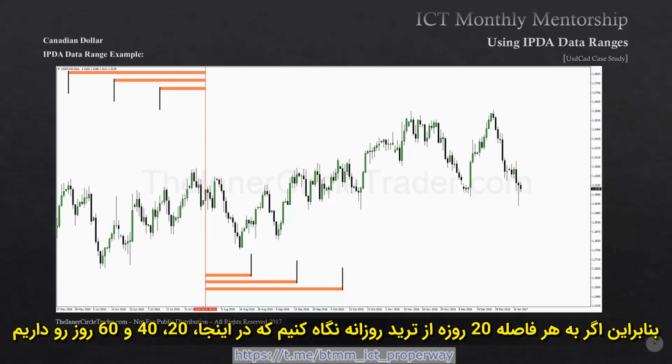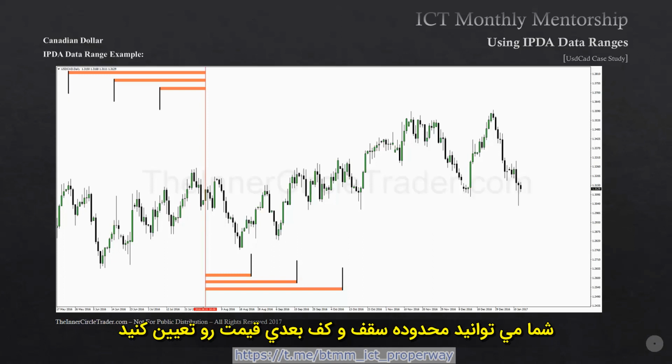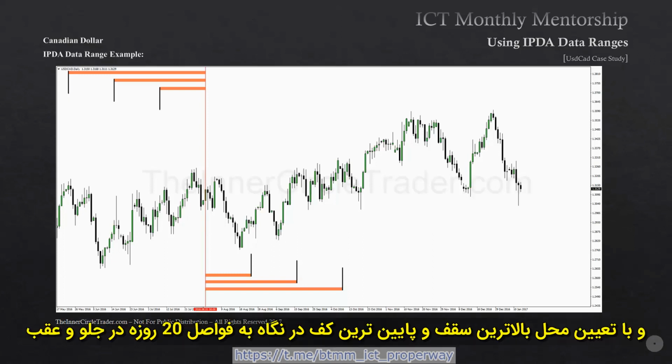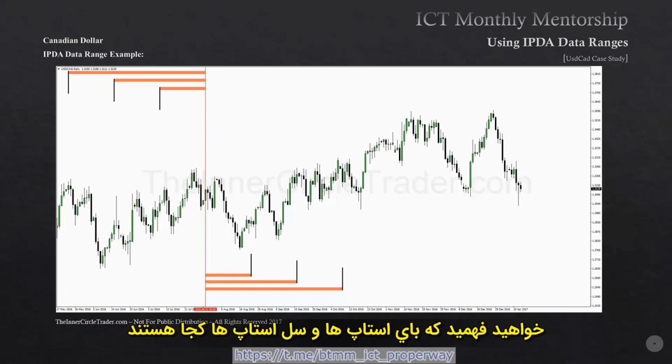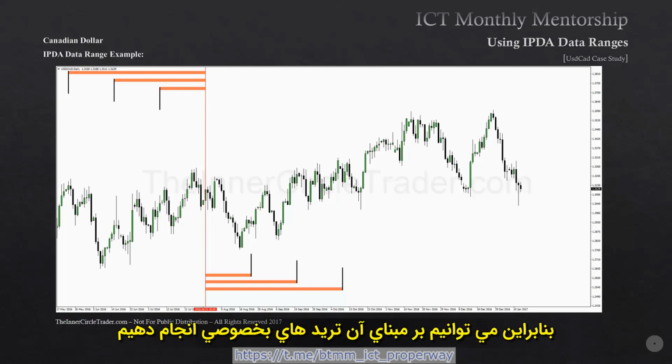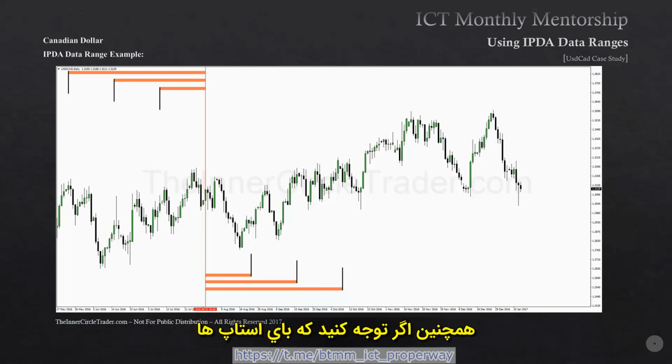So if we look at every interval of 20 trading days, which is what we have here, 20, 40, 60, you can encapsulate where the next high and the next low is on price, and where the highest and lowest low is on each 20-day interval going forward and looking back. You'll know where the buy stops and the sell stops are, so that you can take respective trades based on that.